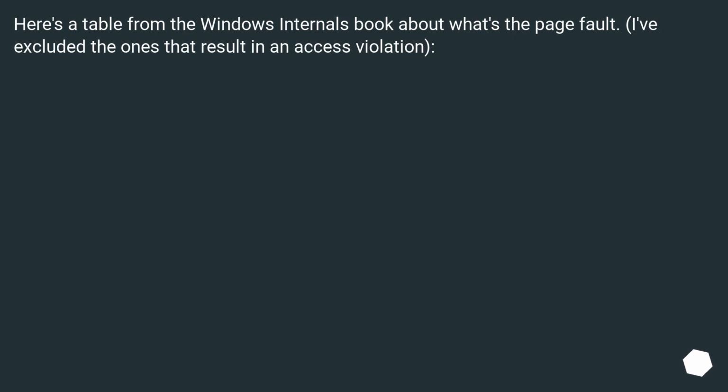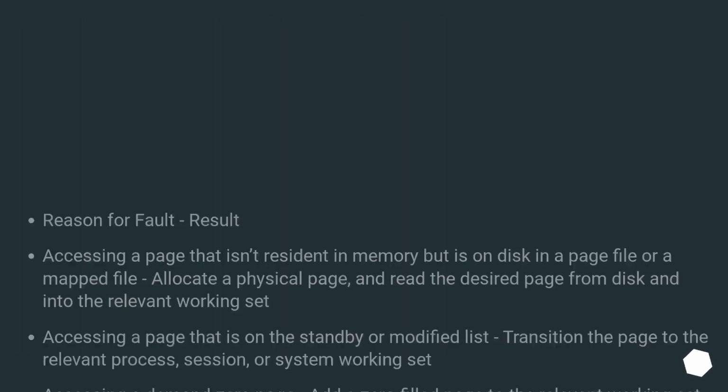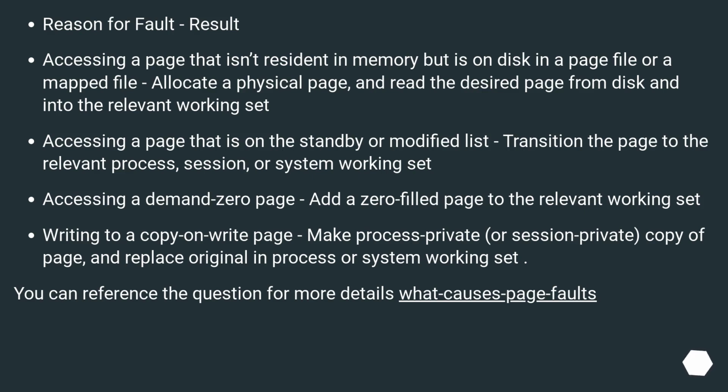Here's a table from the Windows Internals book about what causes a page fault. I've excluded the ones that result in an access violation. Reason for fault, result. Accessing a page that isn't resident in memory but is on disk in a page file or a mapped file: allocate a physical page, and read the desired page from disk into the relevant working set.